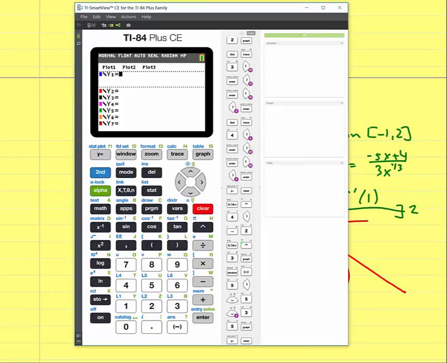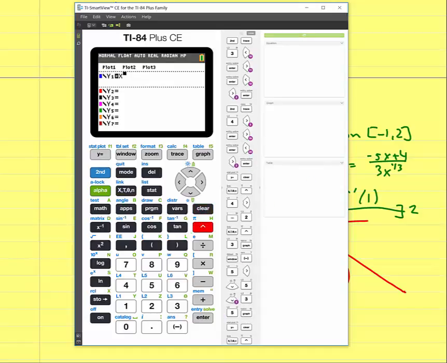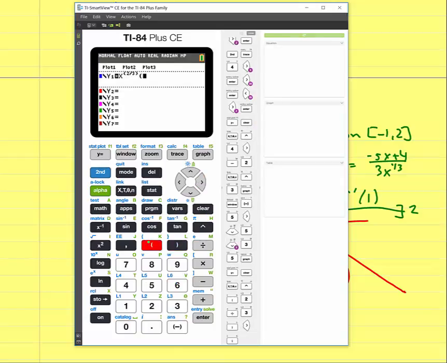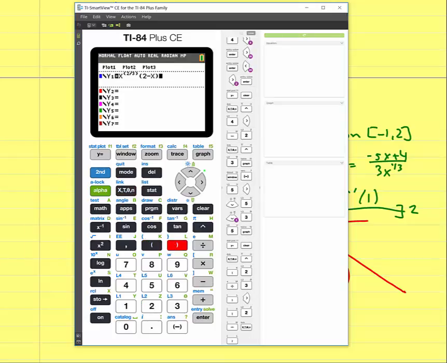Let's go to our y equals. And this is x to the 1/3, or sorry, 2/3. So x to the 2/3. Make sure you have this in parentheses. x to the 2/3 times 2 minus x. And we might have to fiddle with our window here quite a bit. It's going to touch and turn.